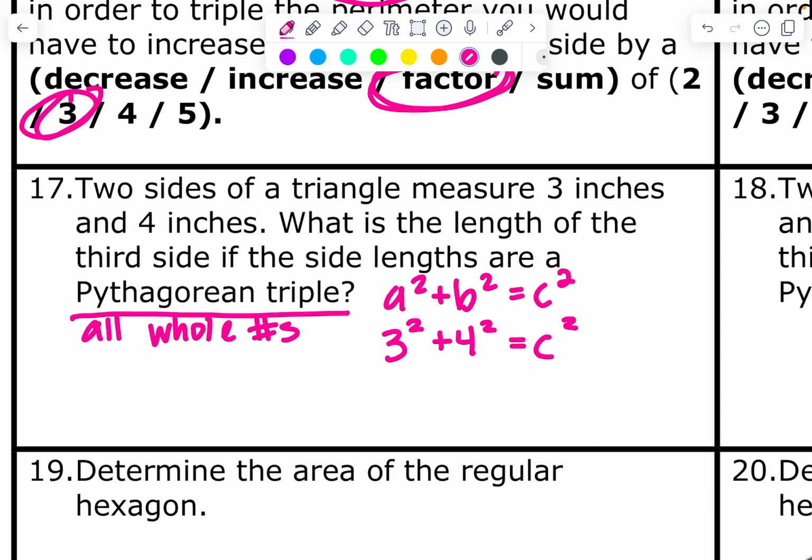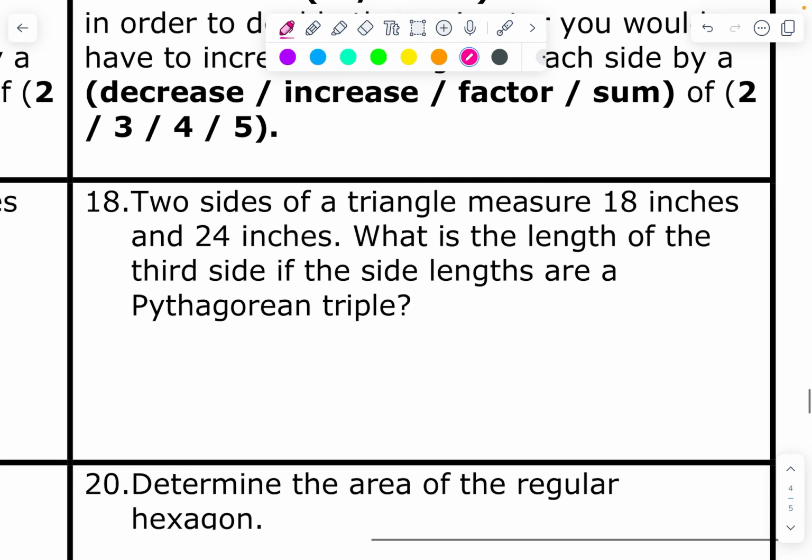All right, 3 squared is 9. 4 squared is 16. Add that together, that's 25 equals c squared. To get c by itself, we have to take the square root of 25, which is 5, which is c. So what is the length of the third side? It's 5, and it's not a decimal. Go ahead and try number 18.